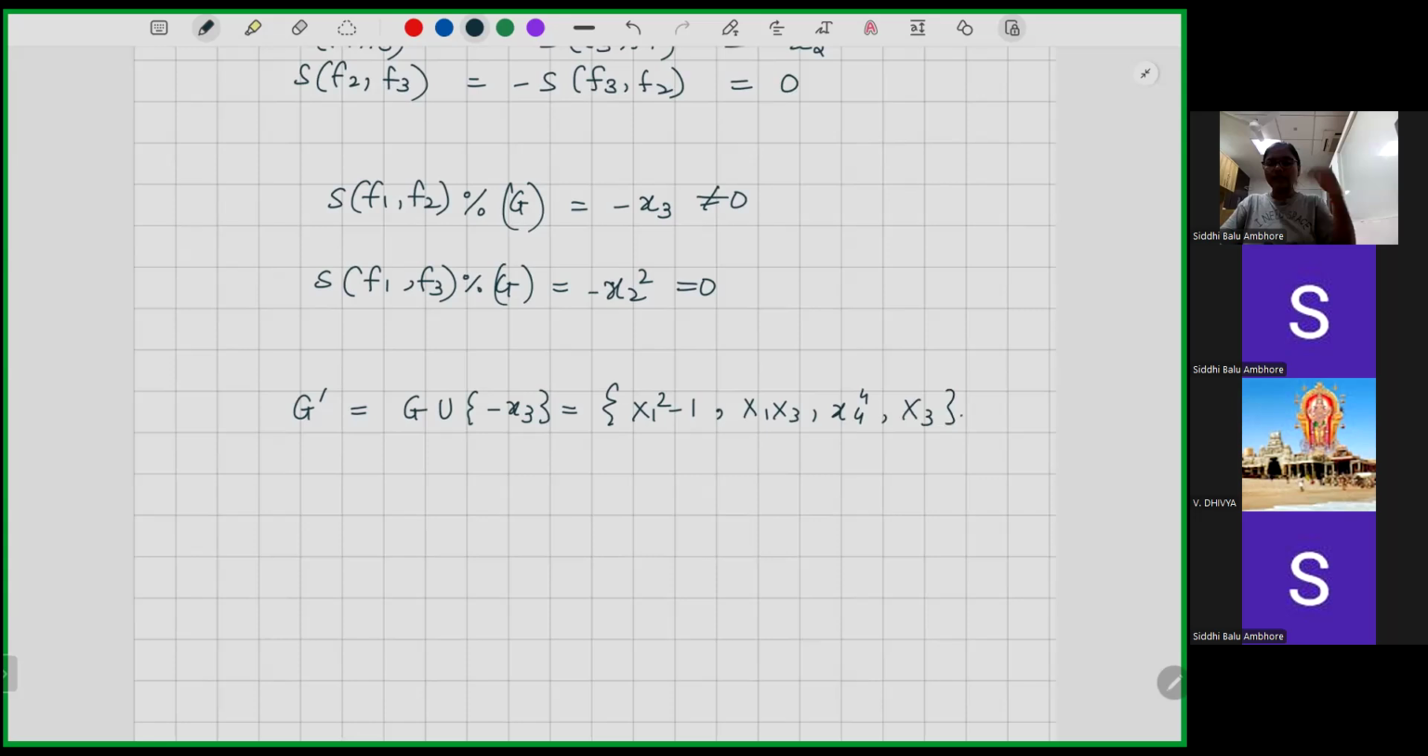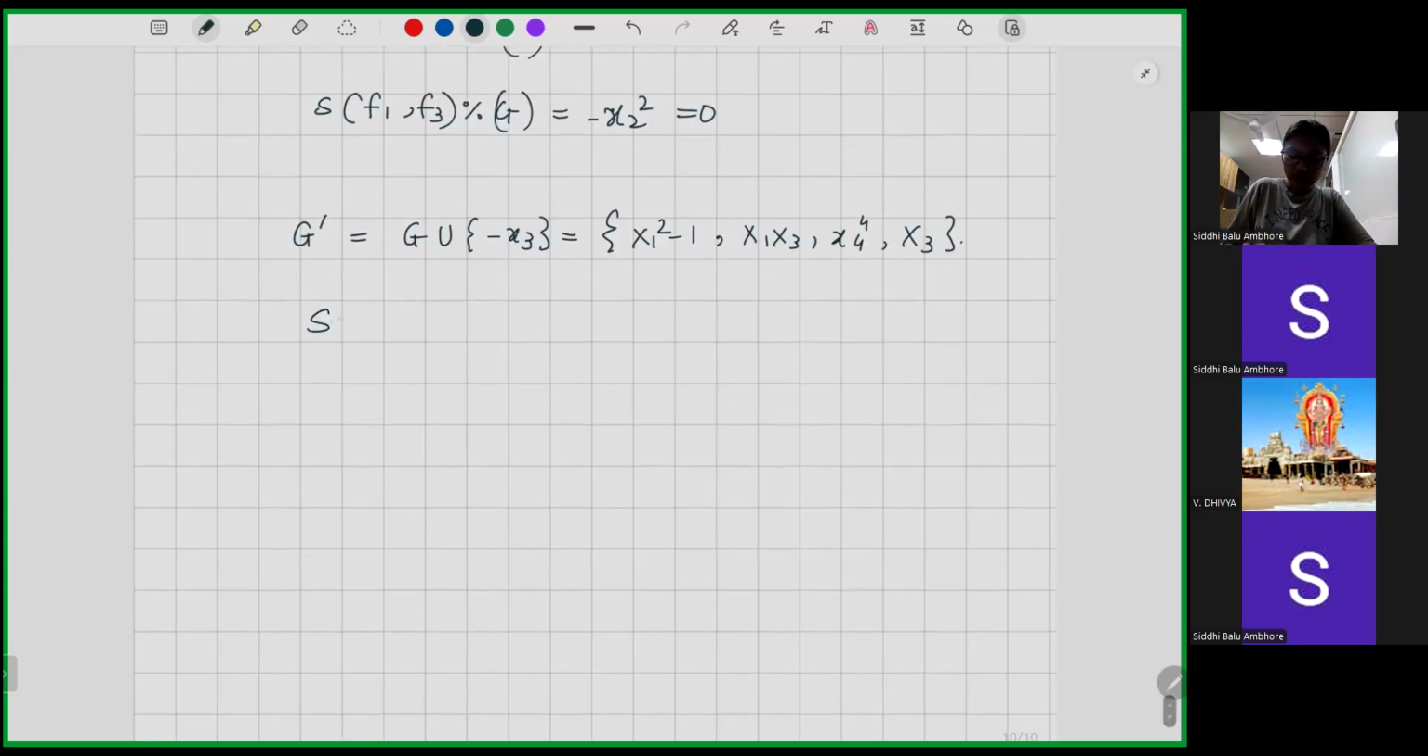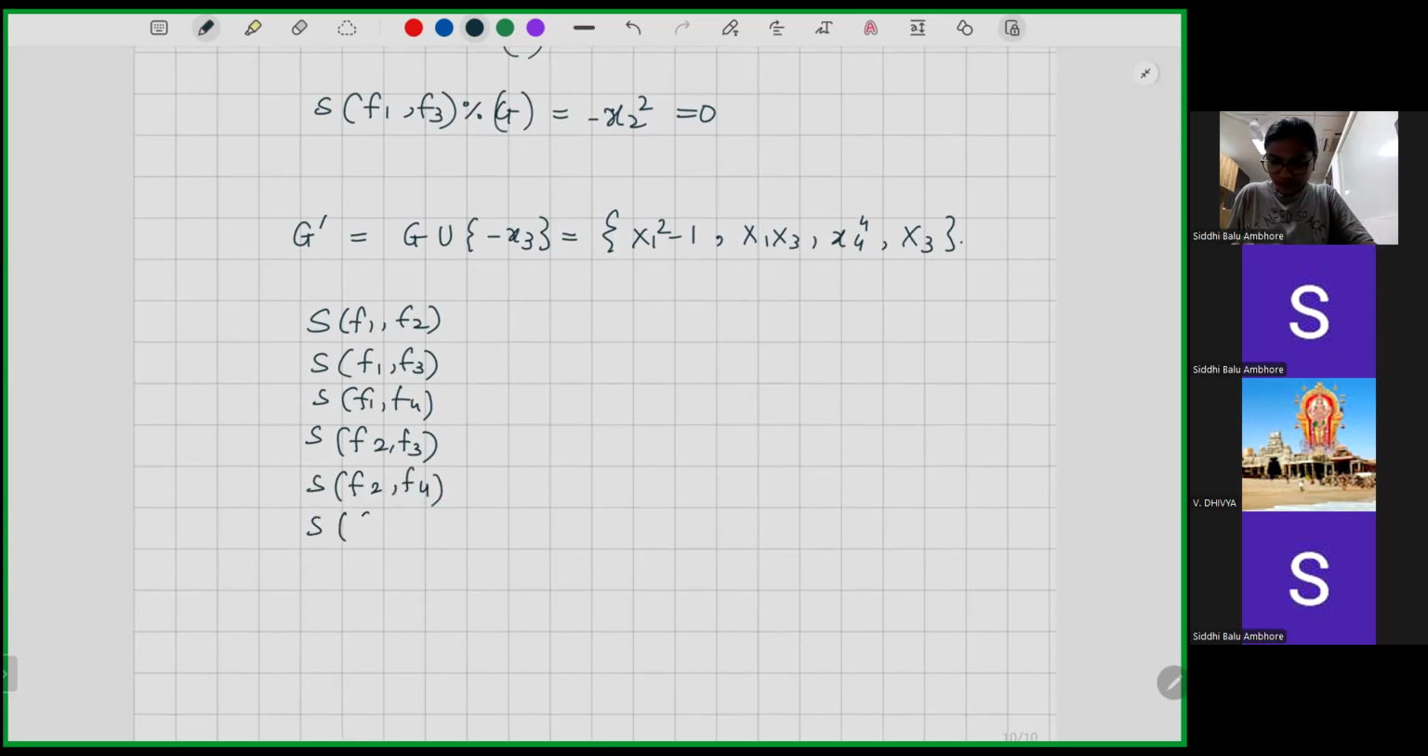Okay, now it contains 4 elements. And now when I try to find again S pairs of all these 4, it will be like S of F1, F2, F1, F3, S of F1, F4, S of F2, F3, S of F2, F4, S of F3, F4. And the rest are minus of these terms.